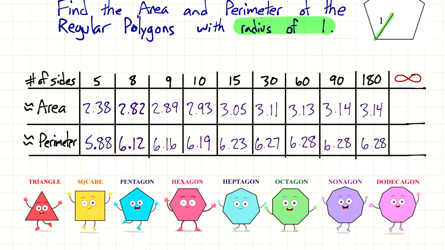Now, this last one, you'll notice we go from 90 to 180. We've literally doubled 90 sides, and we end up with pretty much the same area.